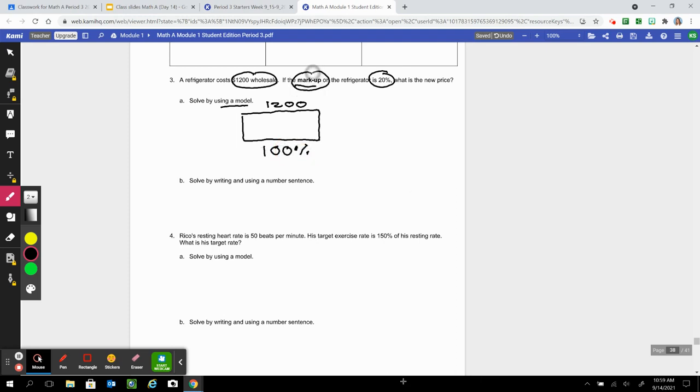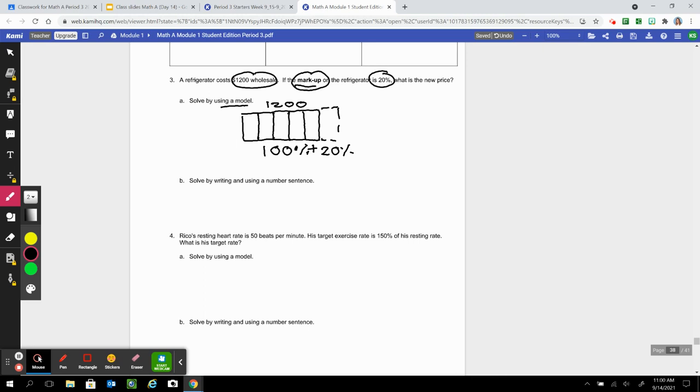If I mark something up, that means I'm increasing it by 20%. So it's kind of like I'm adding 20% and increasing this bar model by 20%. So a 20% markup means that I am increasing it by one more part. So the original bar model is going to have 5 parts because each part is 20%. So 20, 40, 60, 80, 100. I'm increasing it by one more part. That's 6 parts now because it's 120%.